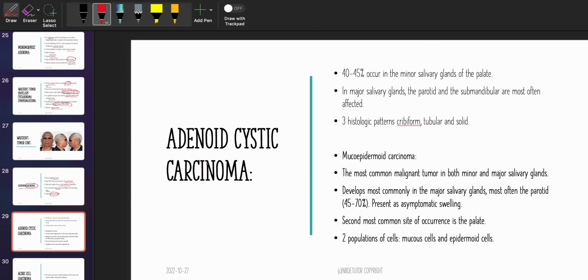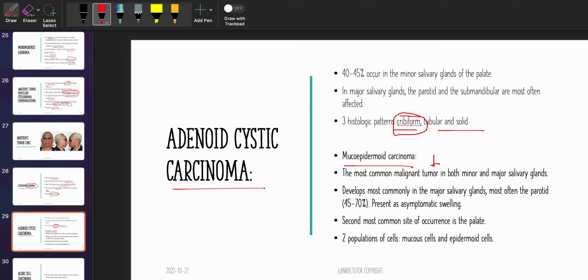Next slide is about adenoid cystic carcinoma. Again, the word is carcinoma, to be paid attention to. Now, 40 to 45% occur in the minor salivary glands of the palate. In the major salivary glands, the parotid and the submandibular are most commonly affected. Three histological patterns can be seen: cribriform, tubular, and solid, out of which the cribriform or Swiss cheese pattern is the most common one.